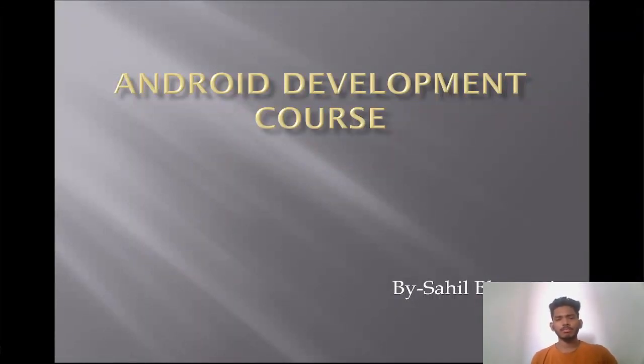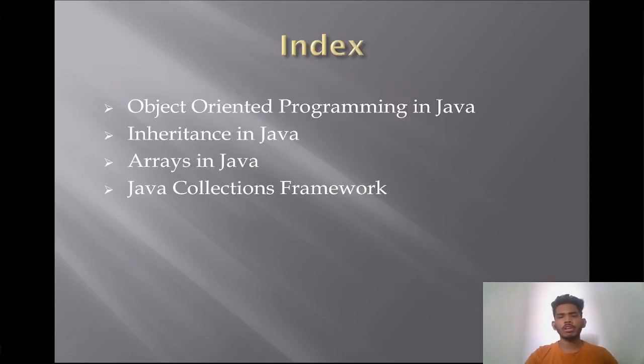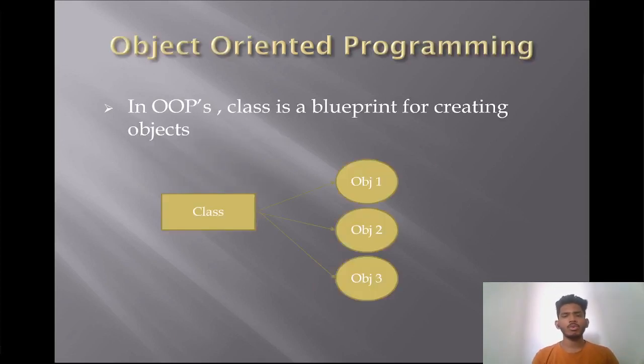In the last video of our playlist, we have seen the basics of Java, in which we covered the for loop, if-else conditionals, and the do-while and while loops. So in this video, we are going to see what object oriented programming in Java is, what inheritance is, what arrays are, and more. First of all, what is object oriented programming?